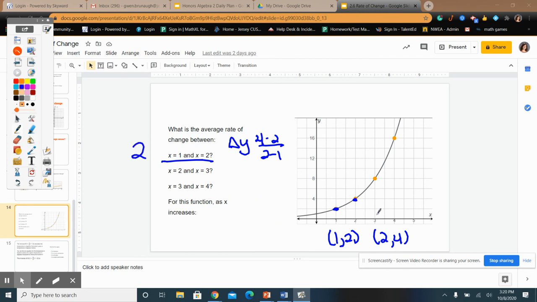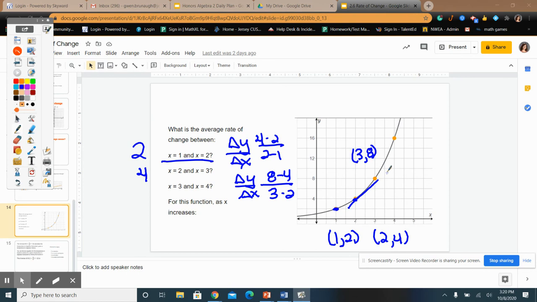Between 2 and 3, well, at 3, the point is going up to 8. So I would do my change in y over my change in x again. And I would have 8 minus 4 over 3 minus 2, 4 over 1. The rate of change here is 4, which is greater, and you can see that the slope would be greater.